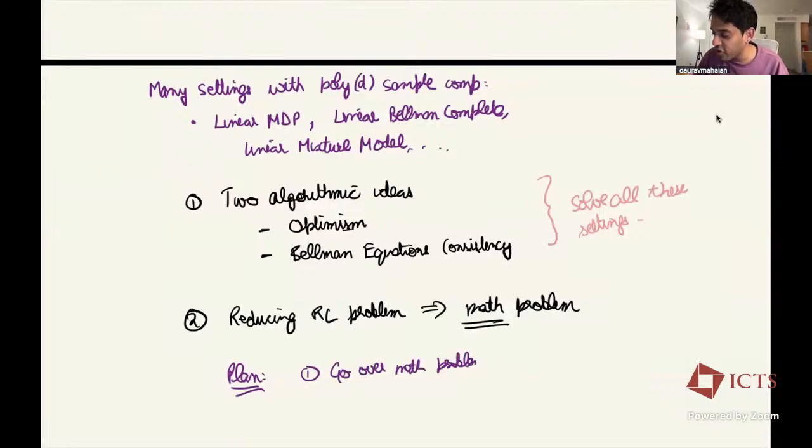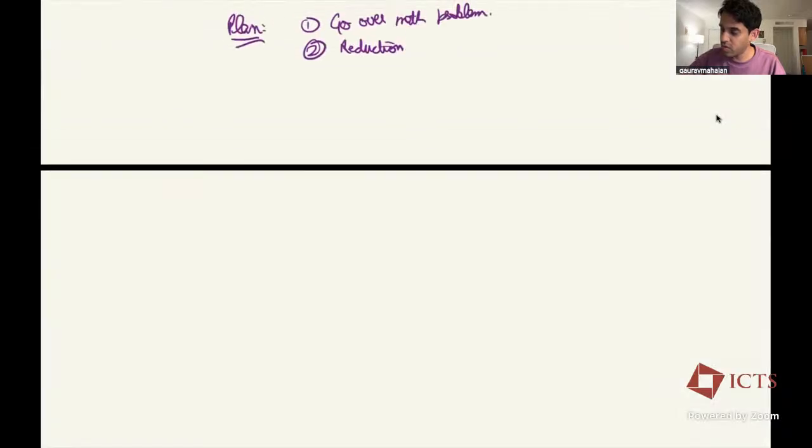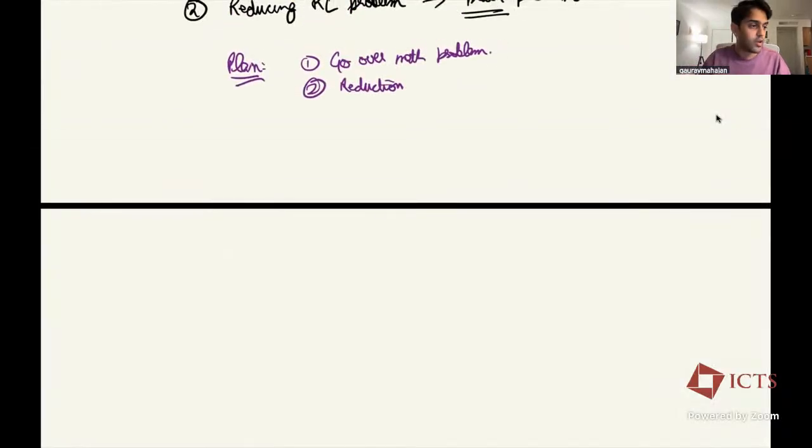So I'm just going to first go over this math problem. And then I'm going to show you, for linear Q star and V star, how you reduce RL to this problem. And then I'll talk about optimism and Bellman consistency. Okay, so the math problem here has many names. But if you want to search for this after the talk, you should search for eluder dimension.